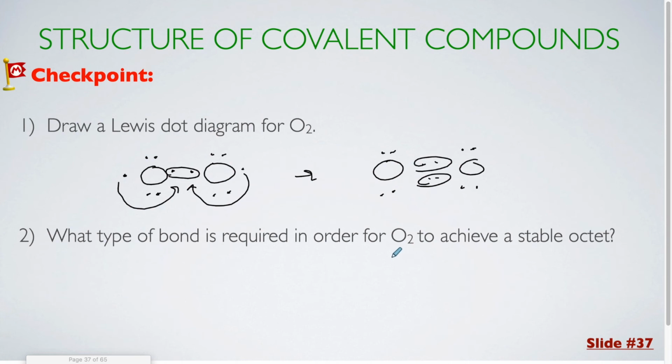Our second question is asking for the type of bond which is required. This is not a coordinate covalent bond because each one is contributing one electron into each of the bonds. This is going to, however, be a double bond.